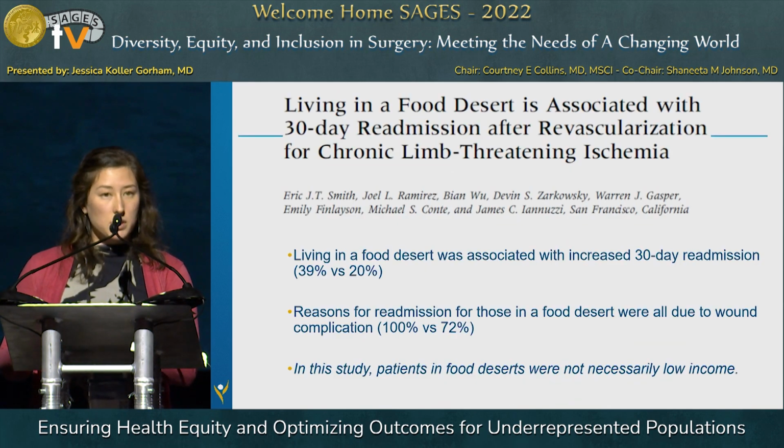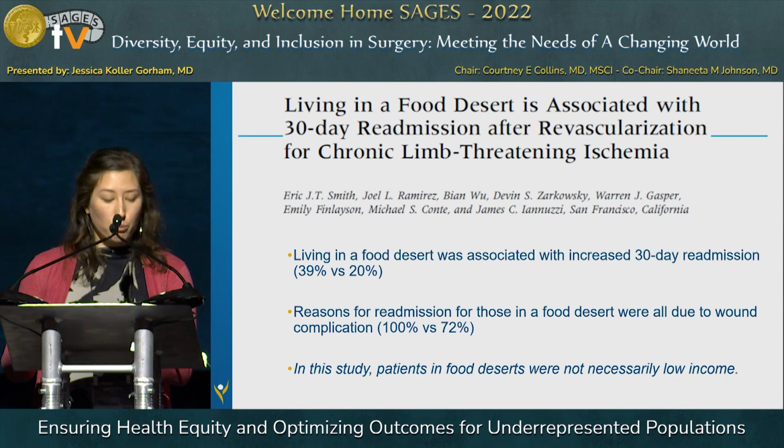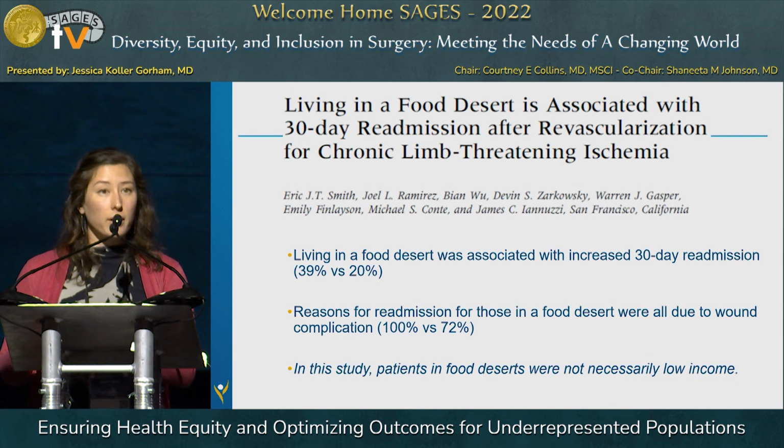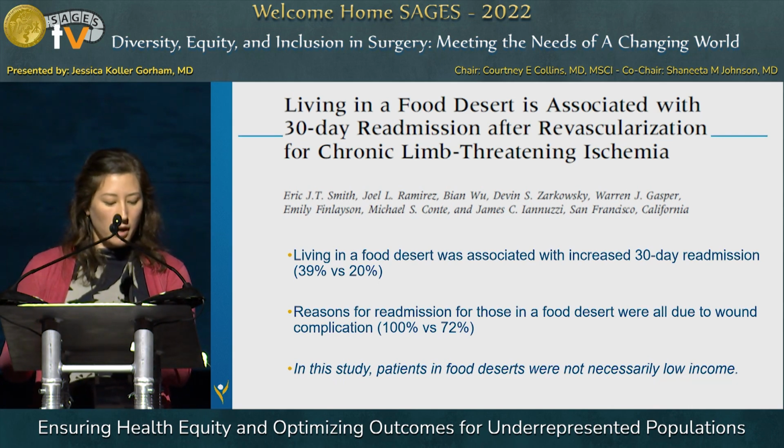Reframing some of these outcomes can also shed light on how we seek to improve. For example, in vascular surgery, living in a food desert was associated with worse outcomes following revascularization for chronic limb-threatening ischemia. The USDA defines food deserts as geographic areas where over 1/3 of patients are greater than 1 mile in urban or 10 miles in rural areas away from the nearest supermarket, supercenter, or large grocery store.